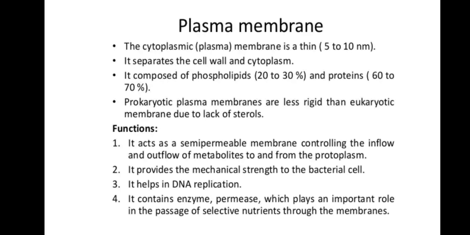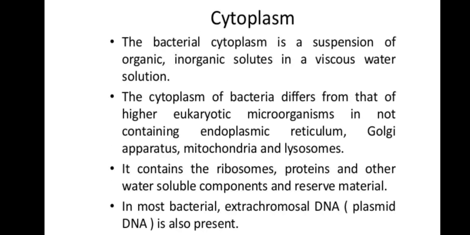Prokaryotic plasma membranes are less rigid than eukaryotic membranes due to lack of sterols. Functions of plasma membrane. It acts as a semi-permeable membrane controlling the inflow and outflow of metabolites to the protoplasm. It provides mechanical strain to the bacterial cell. It helps in DNA replication. It contains enzyme primase which plays an important role in the passage of selective nutrients through the membrane.